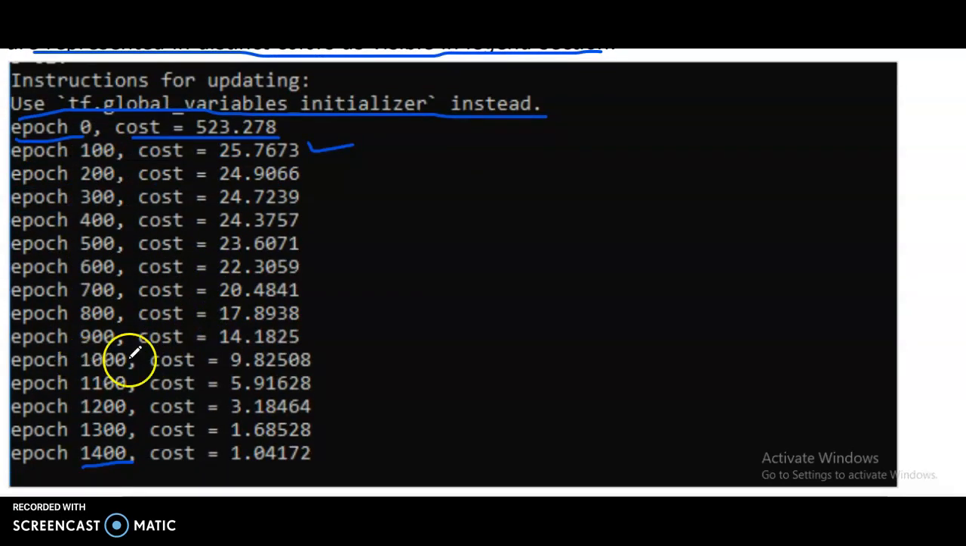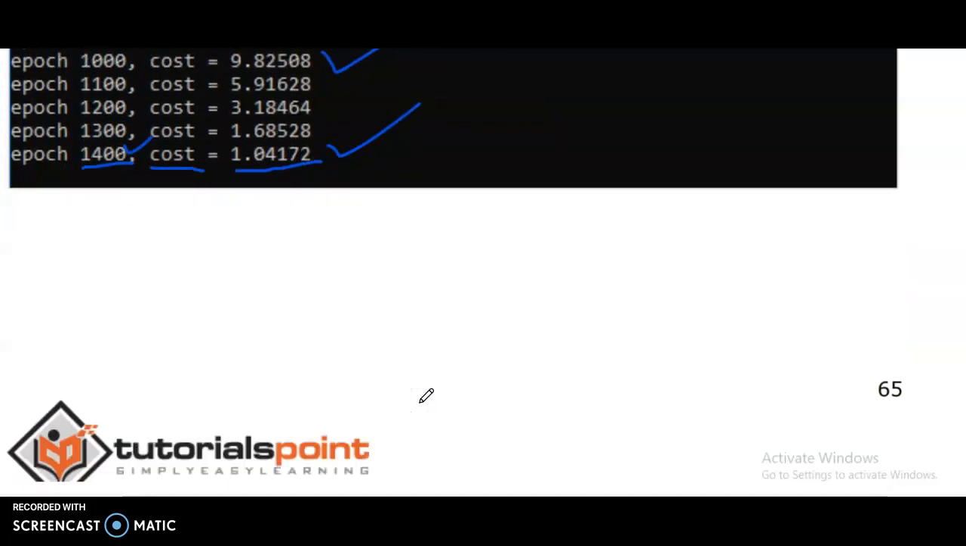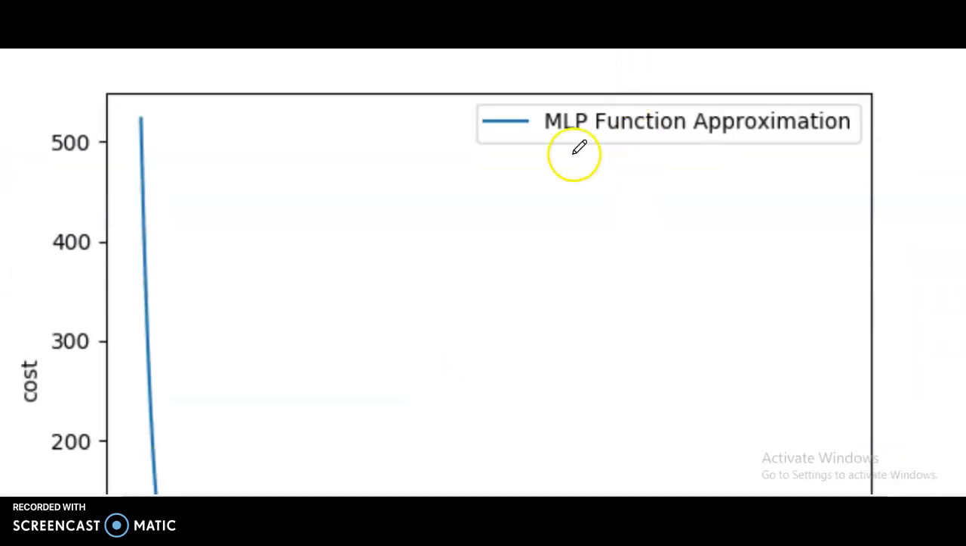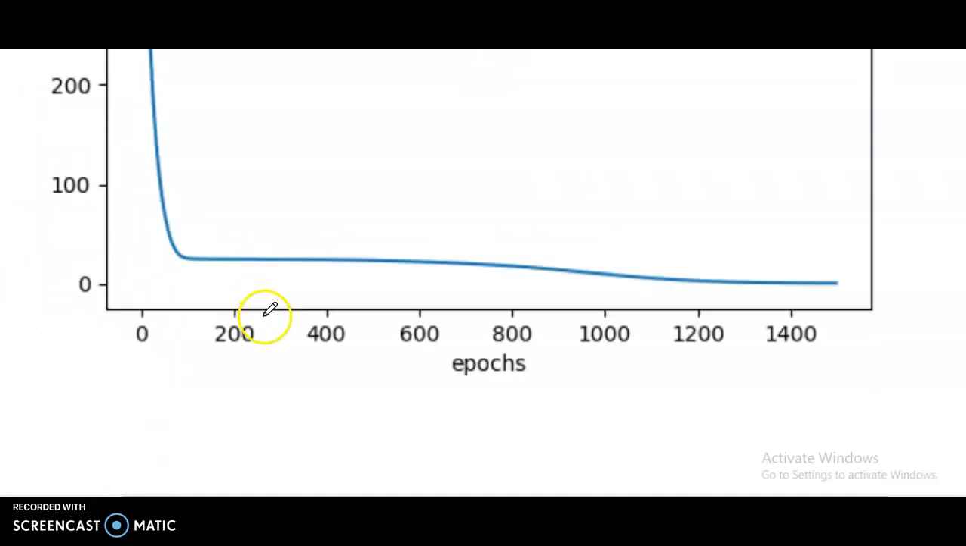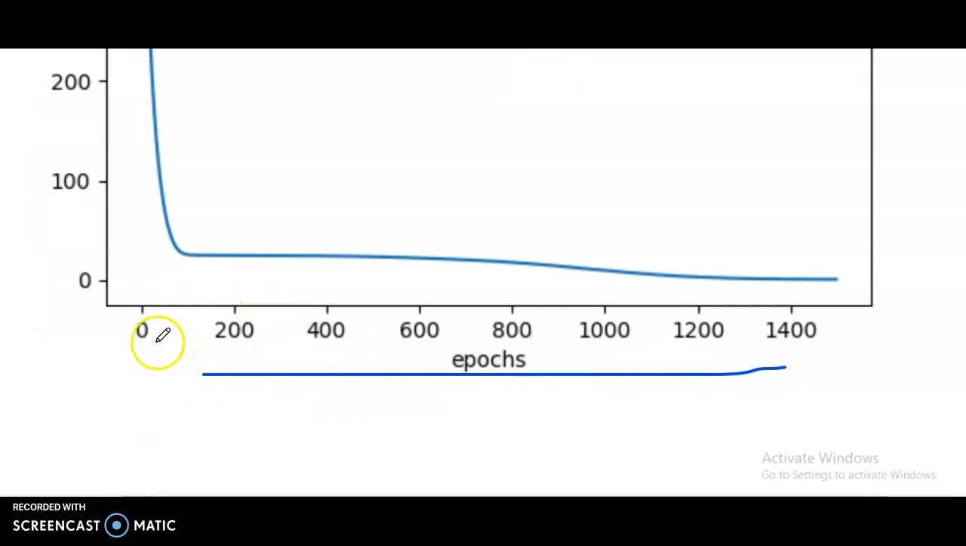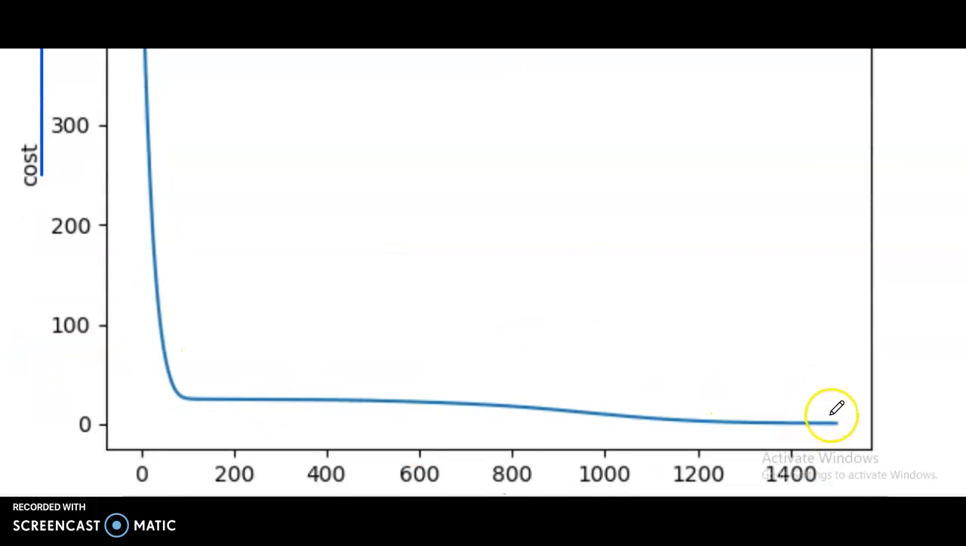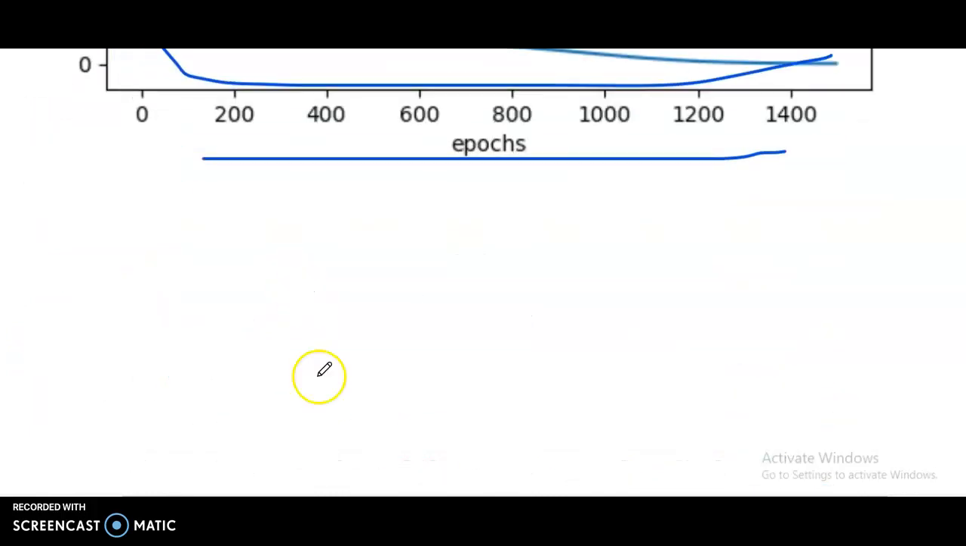For epoch 1000 the cost is 9.82508. For epoch 1400 the cost is 1.04172. This one is the MLP function approximation. Y-axis is cost, x-axis is epochs, 0 to 100 up to 400. Here 0 to 500. So the flow is like this.